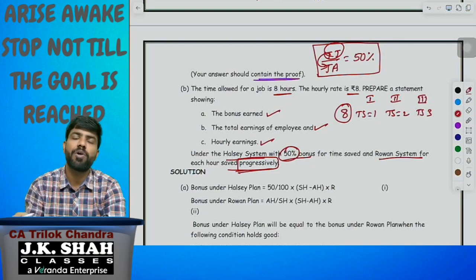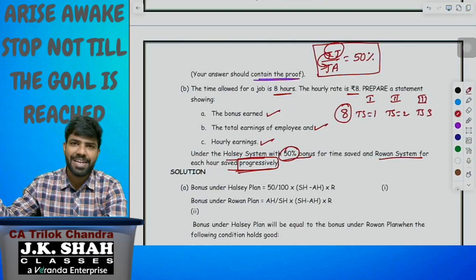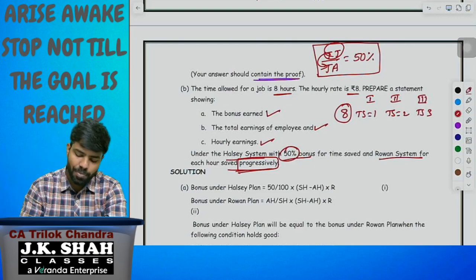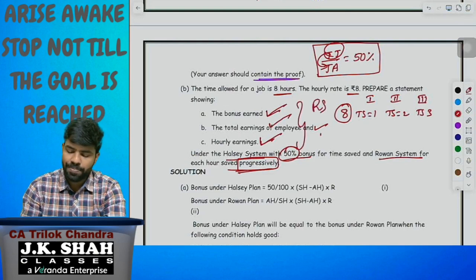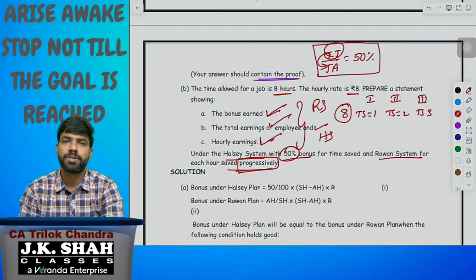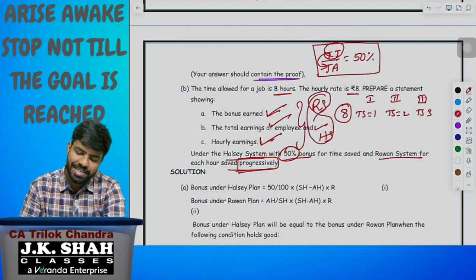If the total time is saved, how can the production happen? The maximum time that can be saved is 7 hours. By taking 7 different scenarios, we need to calculate bonus, total earnings, and hourly earnings under Rowan scheme and Halsey scheme. As I told you, whenever it is Rowan and Halsey scheme, first we need to calculate time saved, time allowed, time taken.